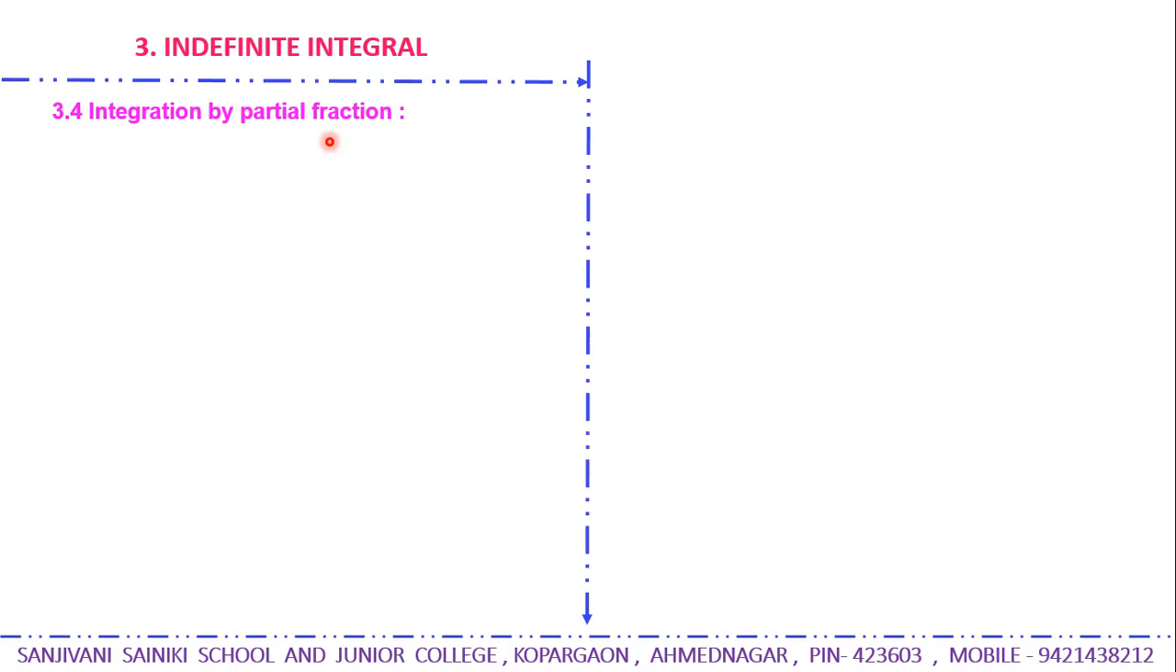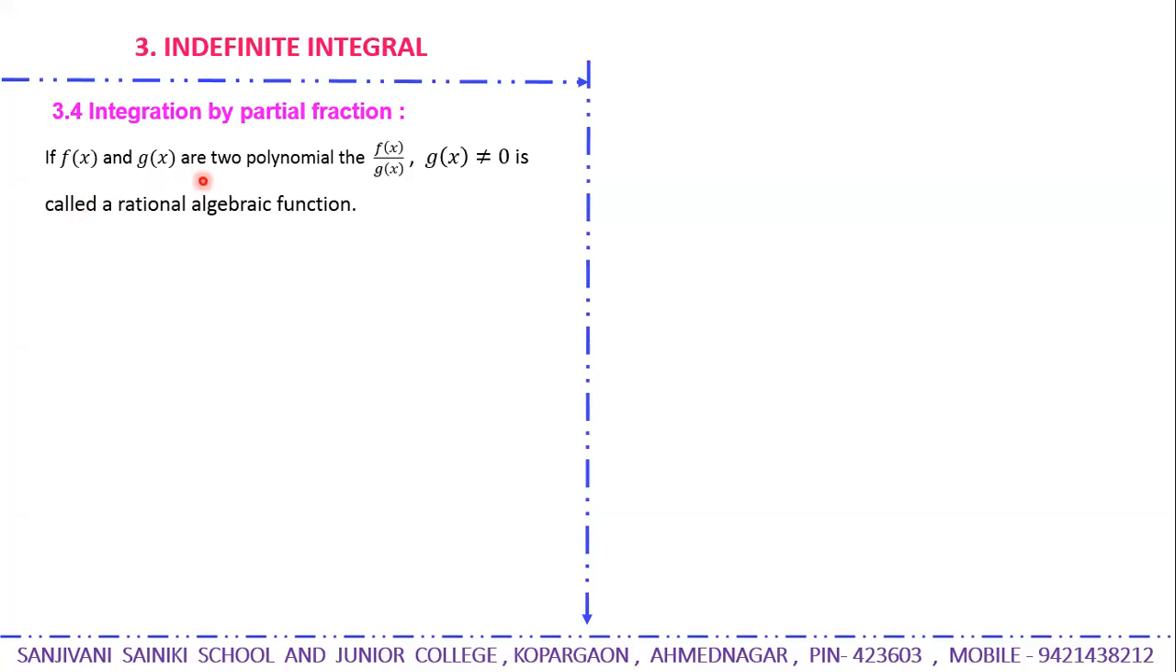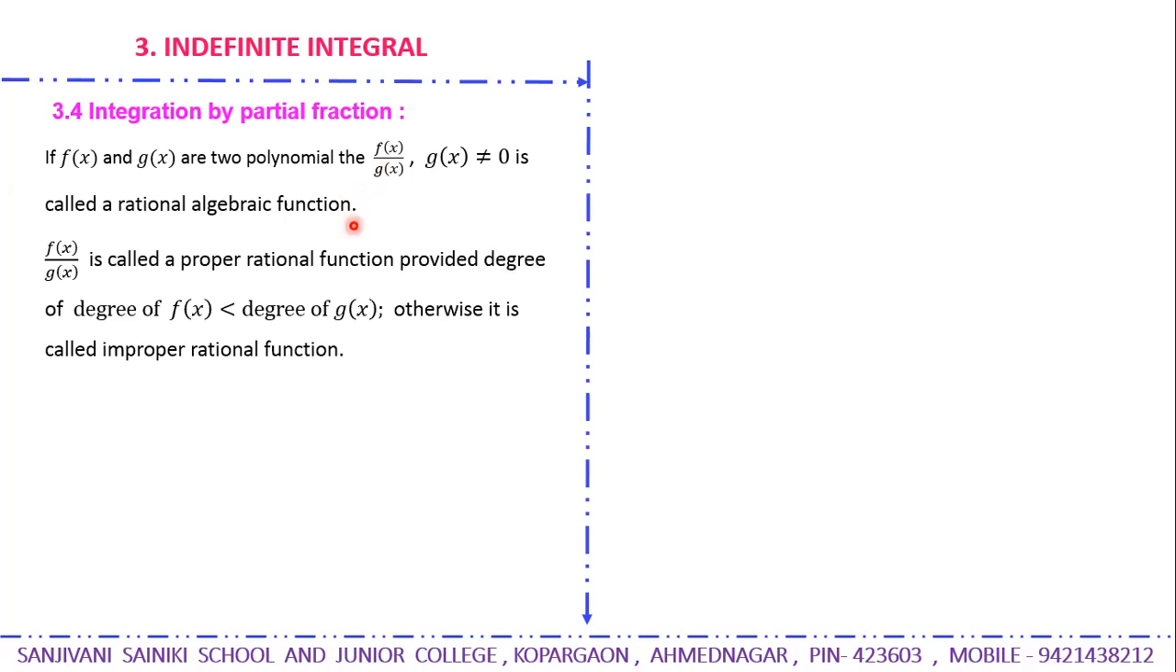Okay, the first one is: if f of x and g of x are two polynomial functions, then f of x upon g of x, where g of x is not equal to 0, is called a rational algebraic function. The ratio of two polynomials. So it is called rational algebraic function.